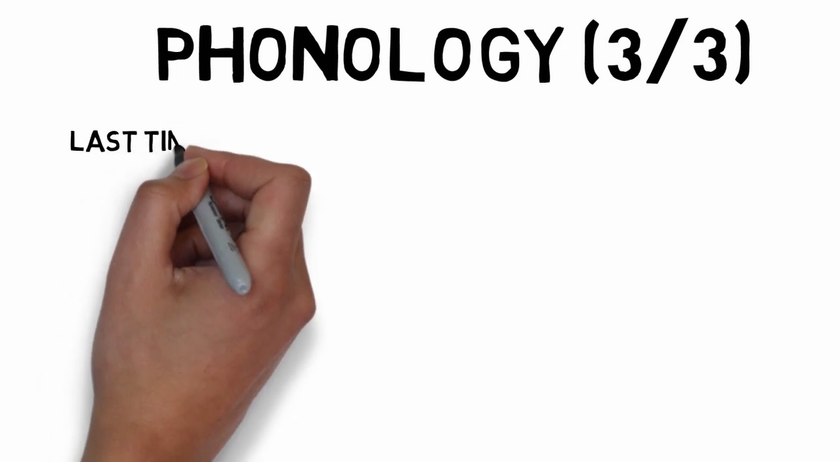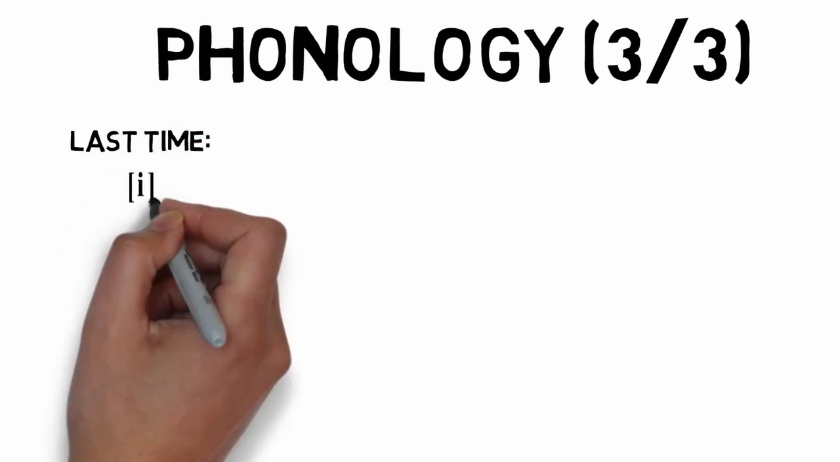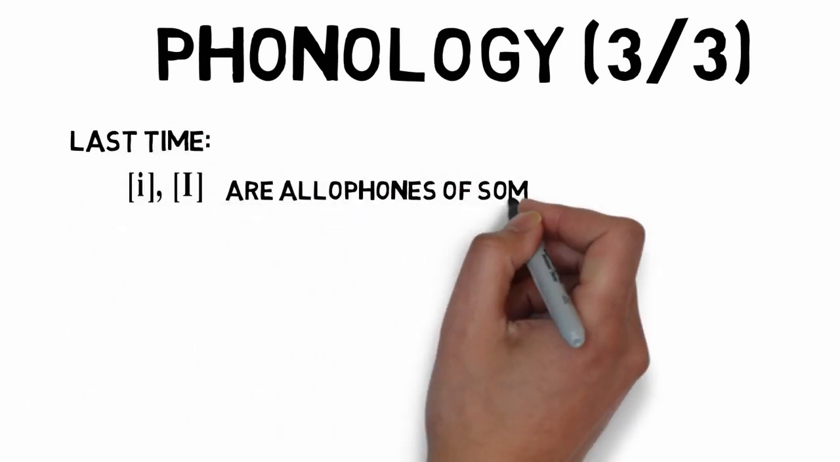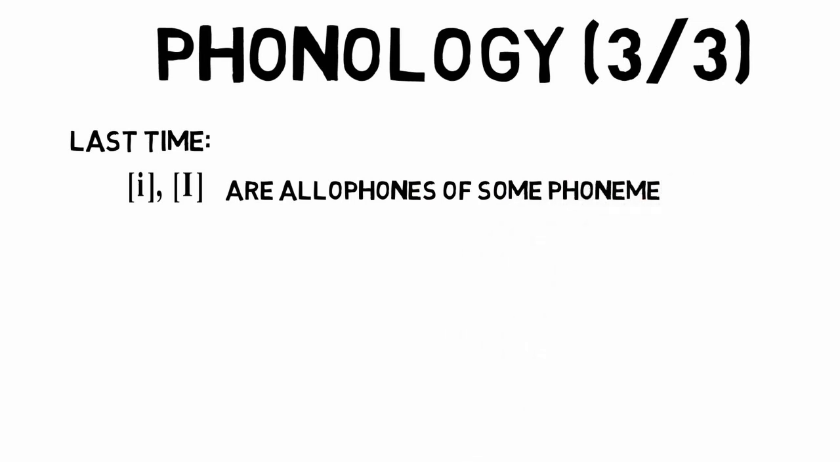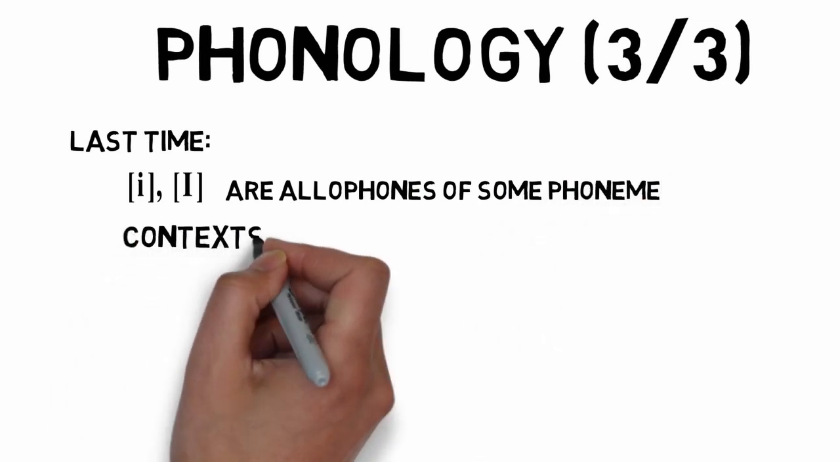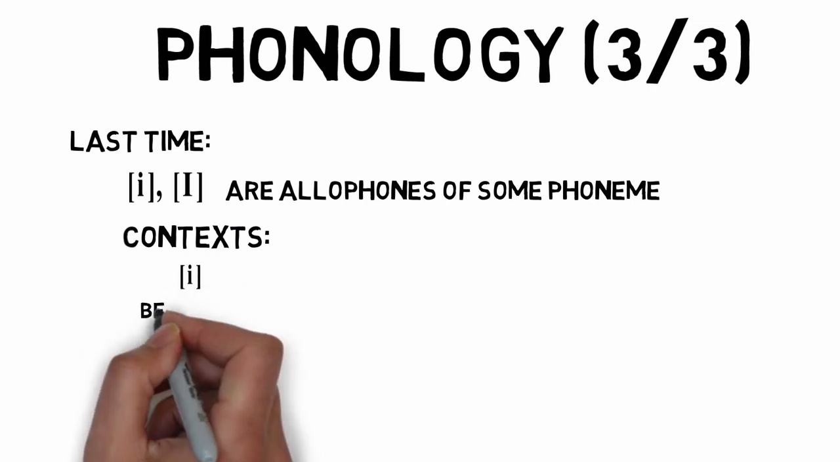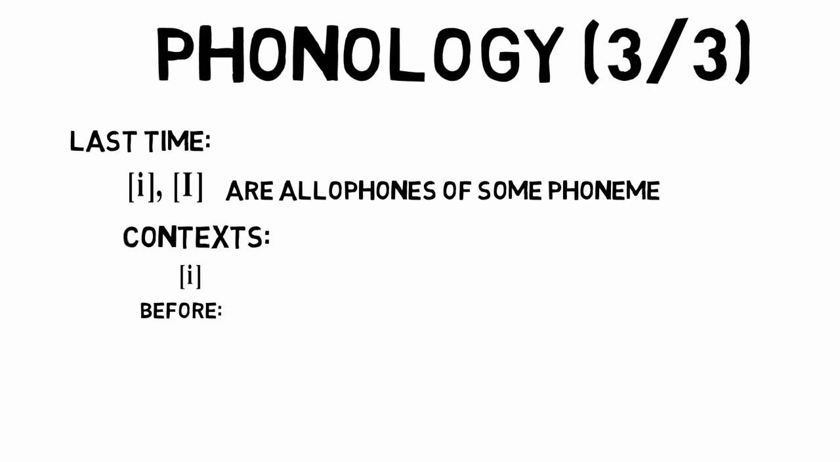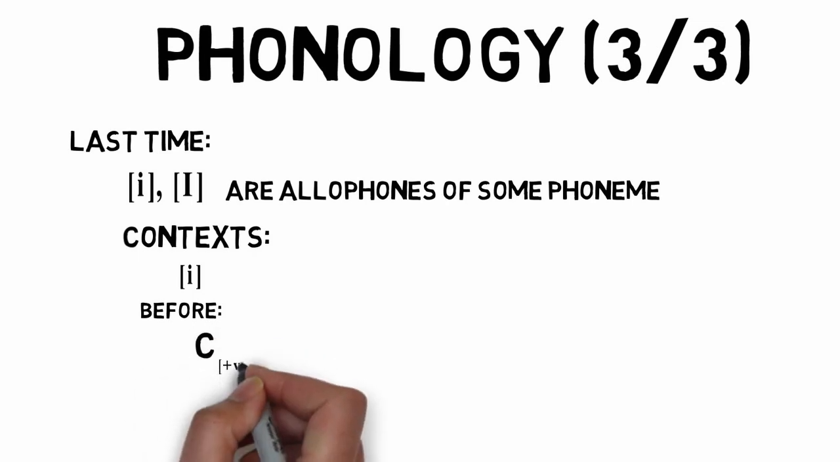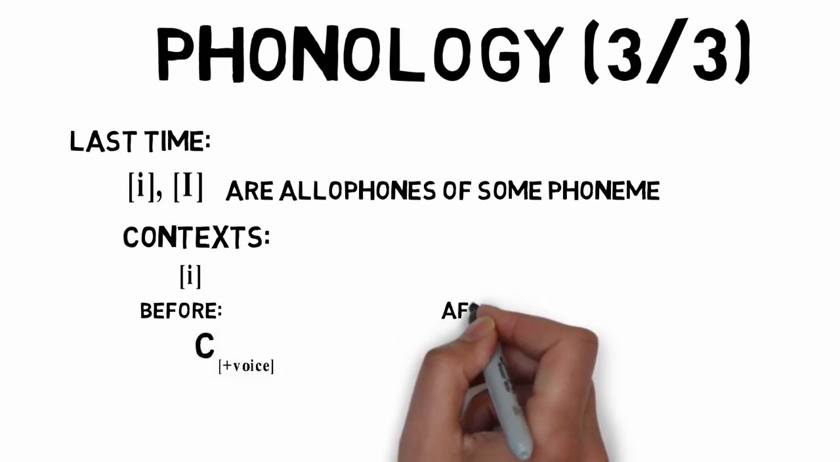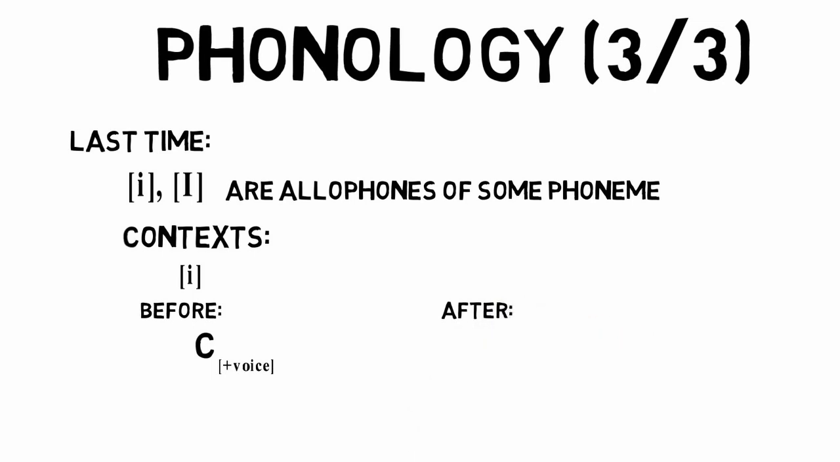As a recap, last time we determined that in our fake language, the sounds E and I were allophones of the same phoneme and had the following contexts. Focusing on E first, let's look at the stuff before the sound. What do G, L, D, and Th all have in common? Well, they're consonants and they're voiced. Other than that, they have no shared place or manner, at least between all of them, and so let's just note them as C plus voice.